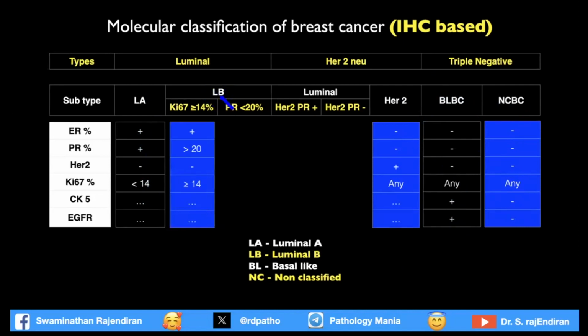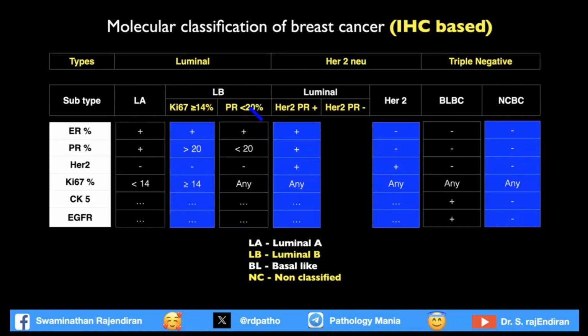In luminal B, it depends upon the number of PR positive and the number of Ki67 positive cells. When PR is more than 20 and Ki67 is more than 14, it is luminal type B with Ki67 more than 14%, because these tumors behave worse when compared to luminal A because of the high proliferation index. When the progesterone receptor is less than 20, again these tumors behave differently. That's why they classify luminal B depending upon the number of progesterone receptor positive cells.